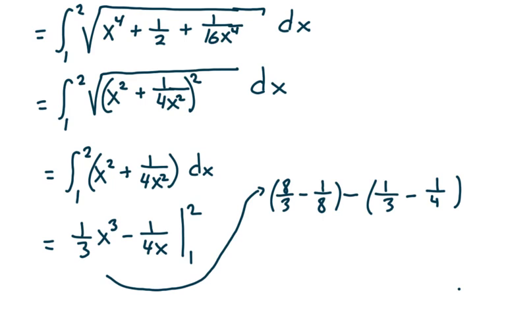Now, 8/3 minus 1/3 is 7/3. So I get 7/3 minus 1/8. And when you subtract a negative, that just means you add. You get 1/4 there. Now, what's the lowest common denominator between 3, 8, and 4? And I claim that's going to be 24. So notice the LCD is 24.